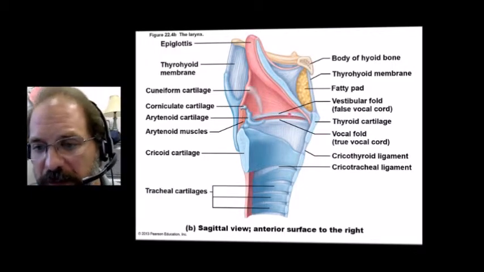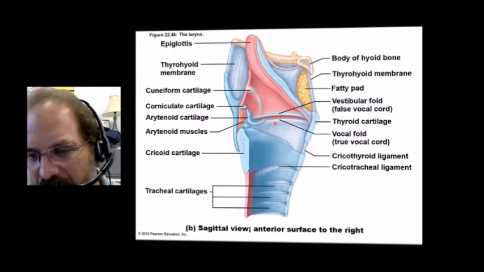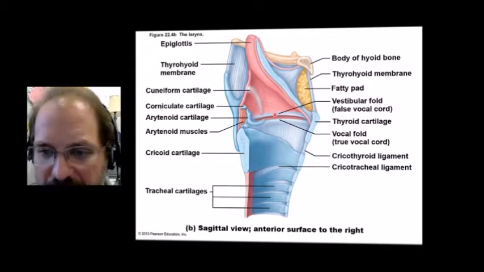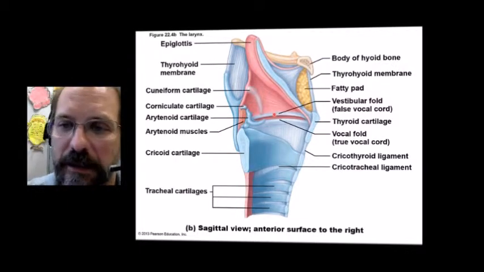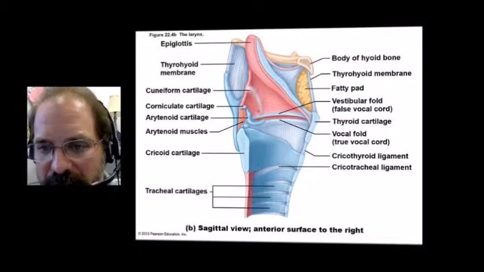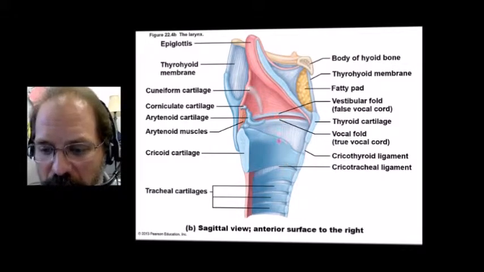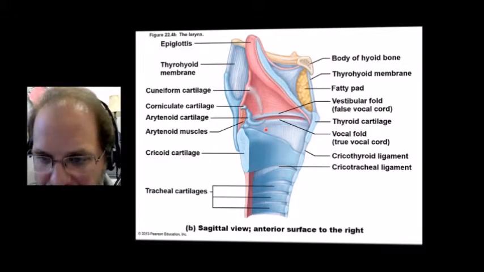The vestibular fold, the superior one, is a lot fleshier than the lower one and has a fleshier mound around it. When you swallow, these two fleshy mounds come together in the middle of the larynx and make a seal that the epiglottis then folds down and sits on. So the vestibular fold and the epiglottis together keep food from being aspirated or brought down into the trachea.